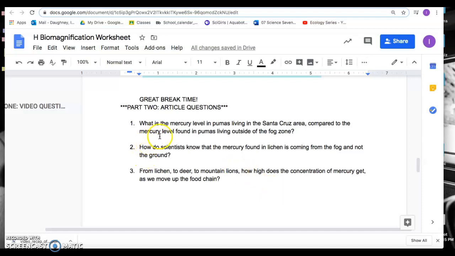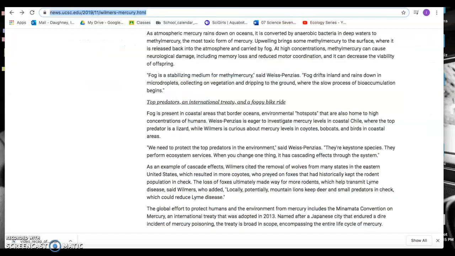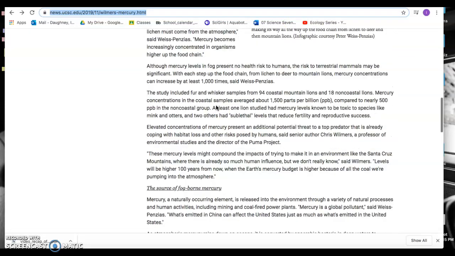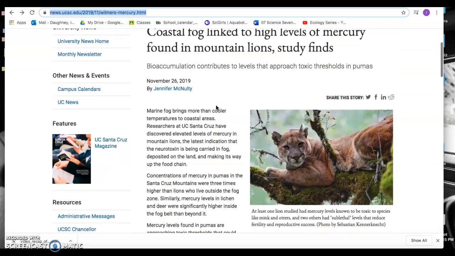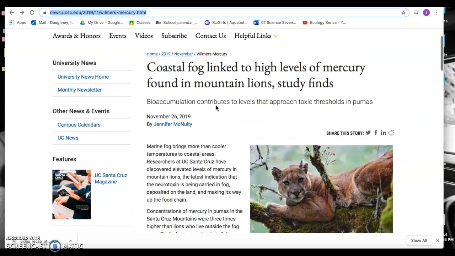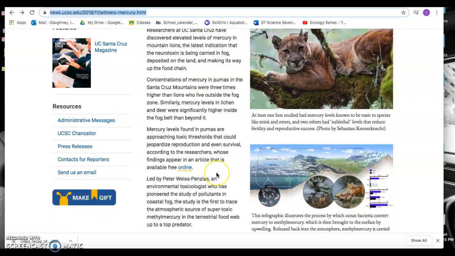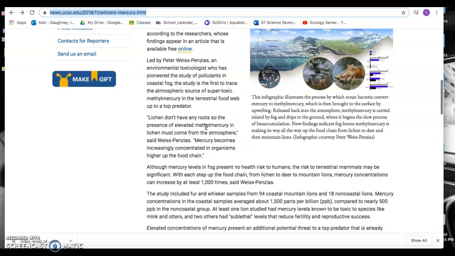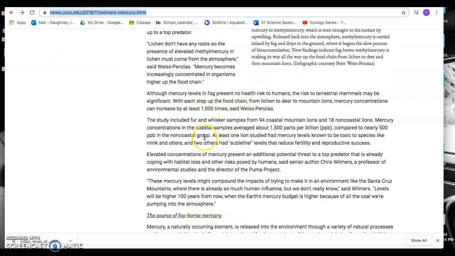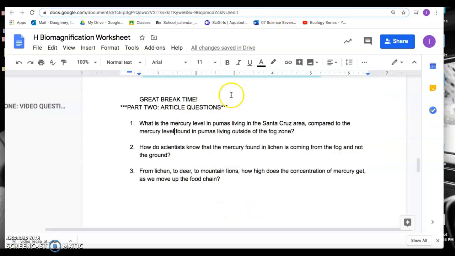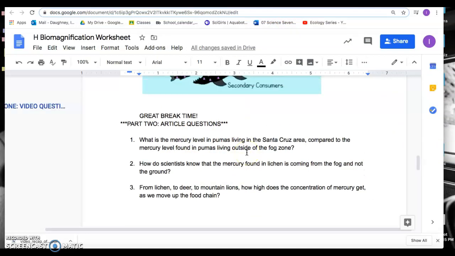So this says, basically you're going to go to an article. I'm going to give you guys a link to an article. And this article tells you how pumas or mountain lions in Santa Cruz are suffering from mercury poisoning and how that has affected us. Well, not humans, but it's gone on to land. Okay, so mercury has gone from the fog, from the ocean onto land. So I want you guys to be able to explain why that is and how that happened.